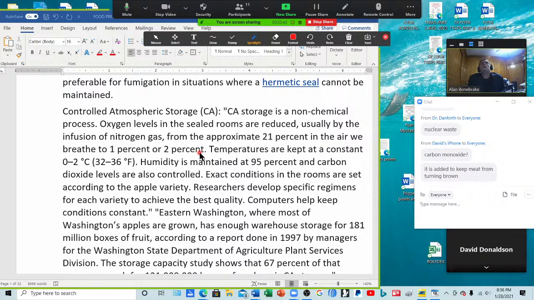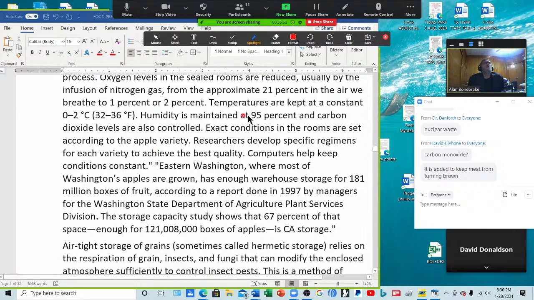Carbon monoxide is added to keep meat from turning brown. Okay, very good. Temperatures are kept at a constant 0 to 2 degrees Celsius, or 32 to 36 degrees Fahrenheit.